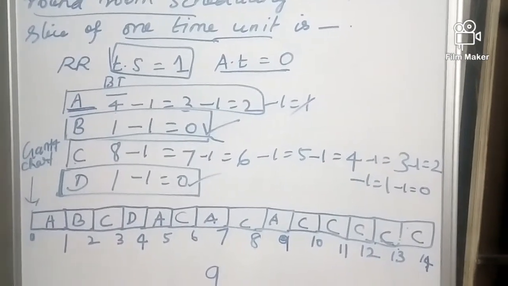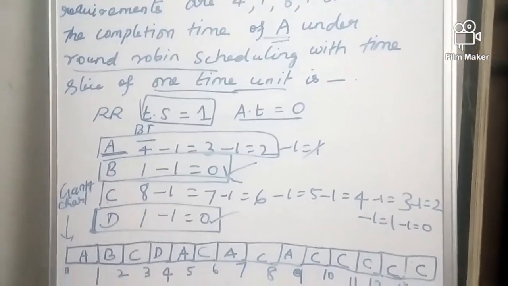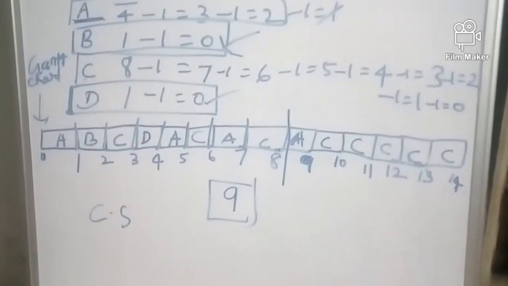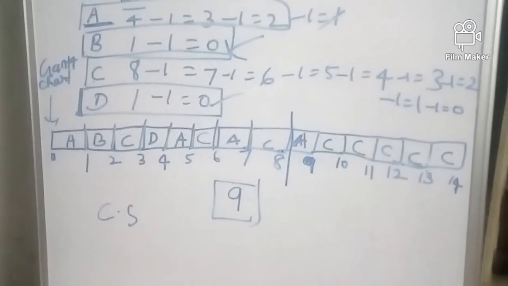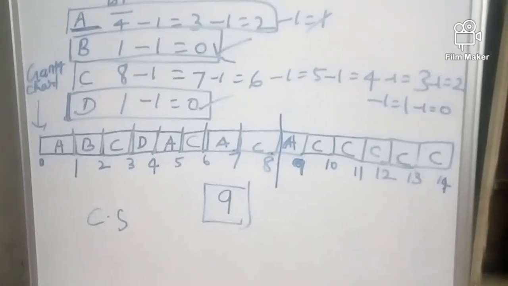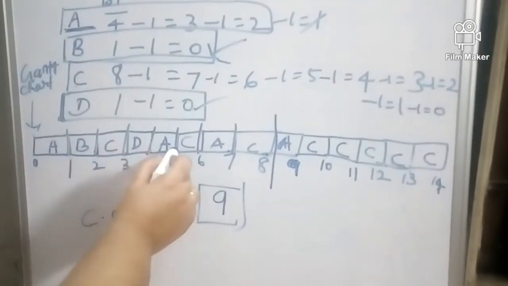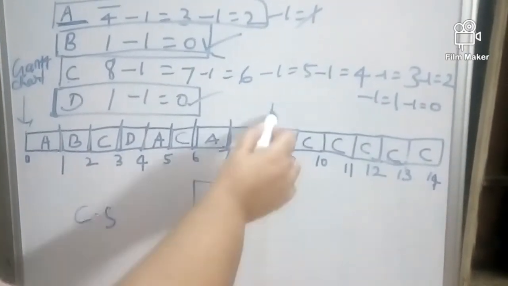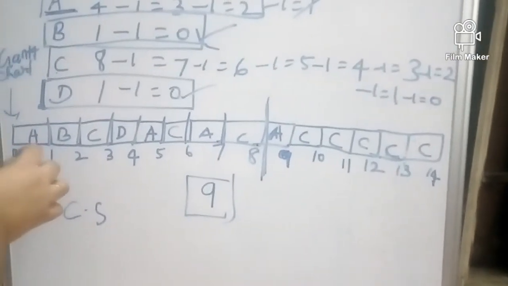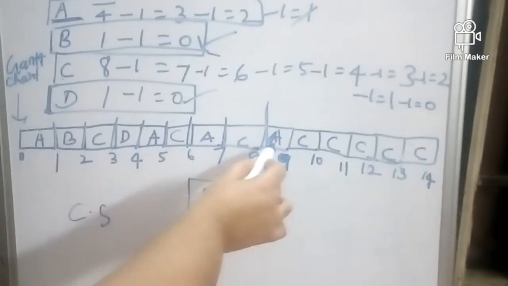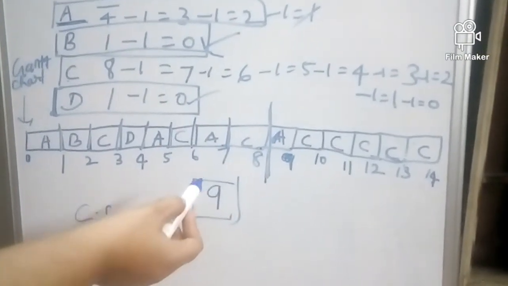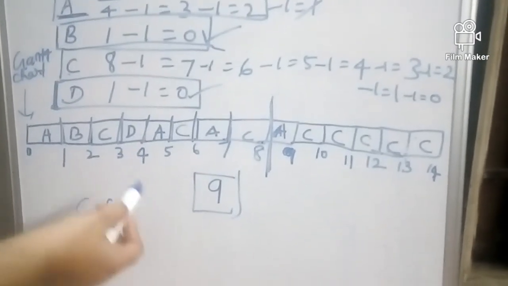So what is the completion time of process A? The answer is 9. Here after 8 context switches, process A completes its execution. So the completion time is 9. Here 1, 2, 3, 4, 5, 6, 7, 8. So these 8 are the context switches. After crossing these 8 context switches, process A completed its task. So 9 is the answer for this question.